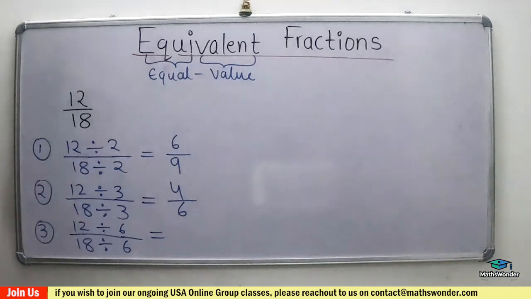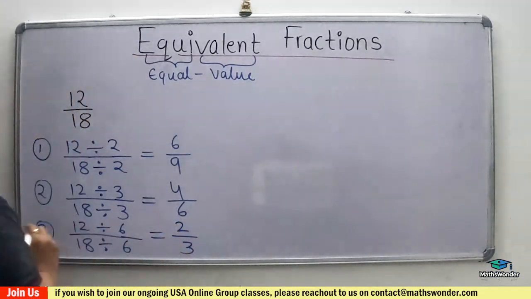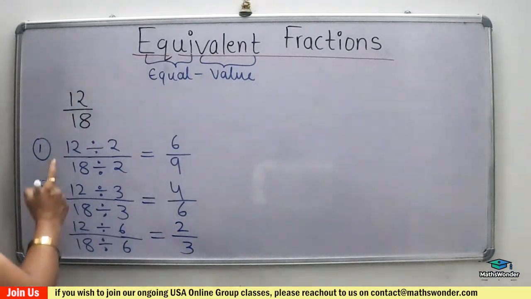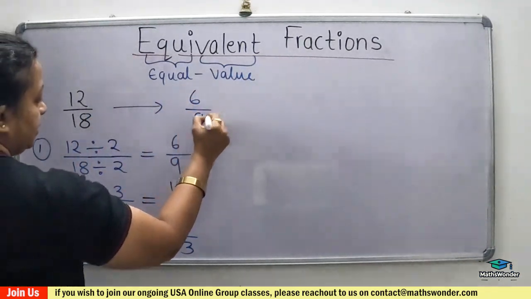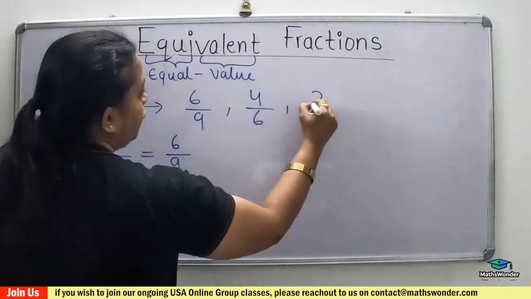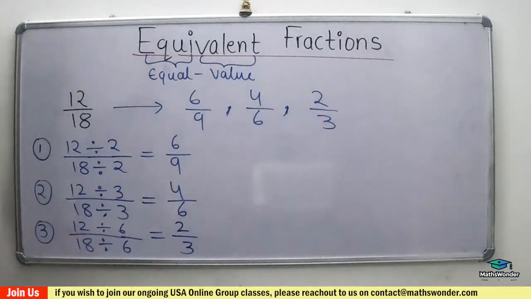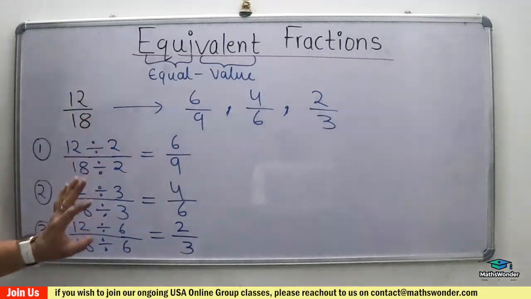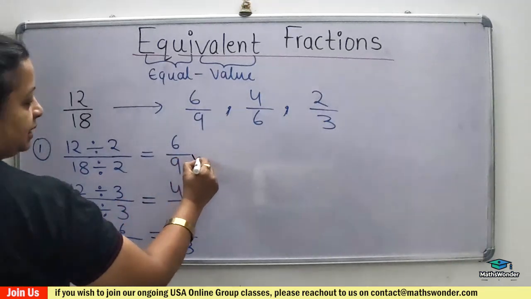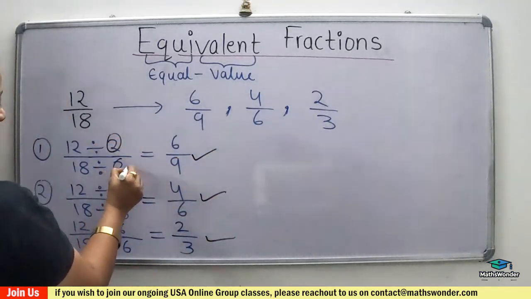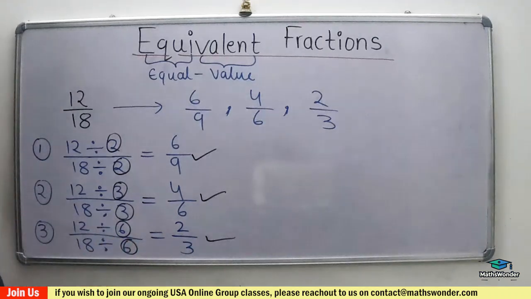When you divide by 6, you will get 2 over 3. So the conclusion is, 6 over 9, 4 over 6, and 2 over 3 are all equivalent fractions of 12 over 18. So if the numerator and denominator of a fraction are multiplied or divided by the same number, then we get an equivalent fraction like this. Same number, 2, 3, 6, then we will get the equivalent fraction.